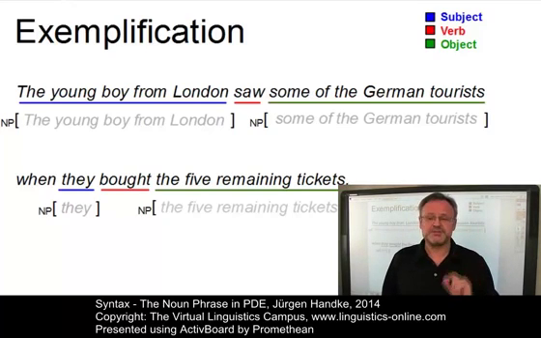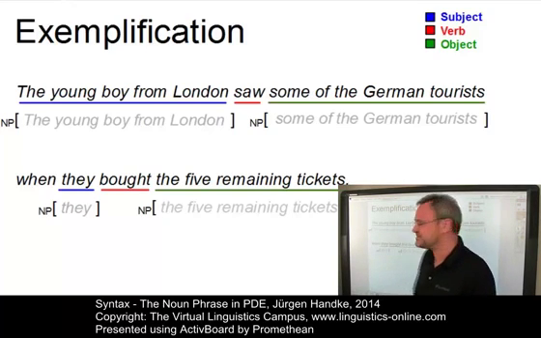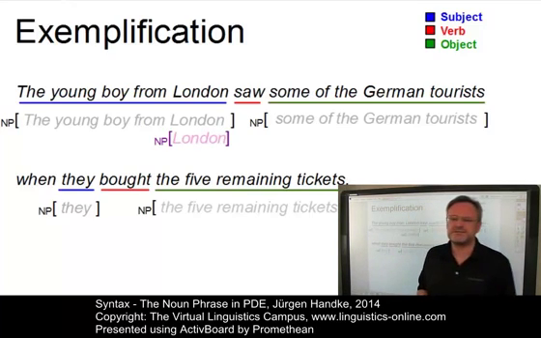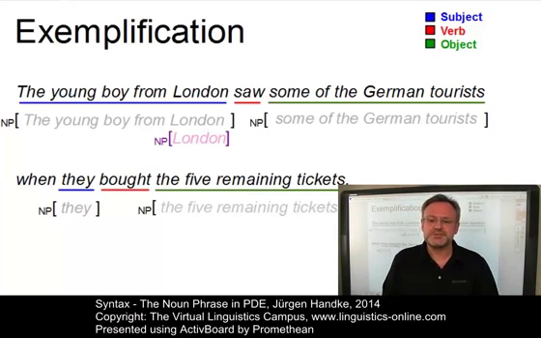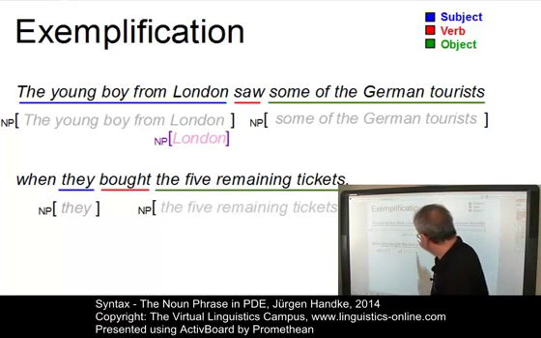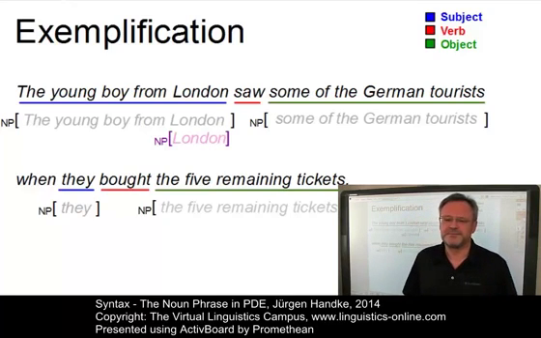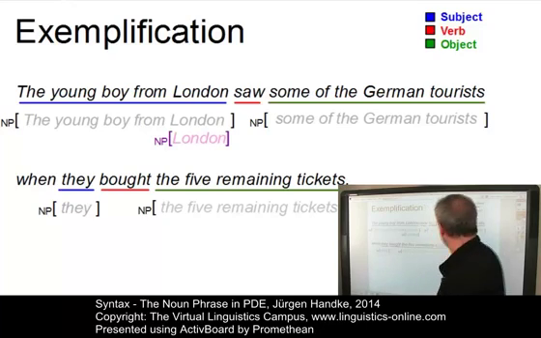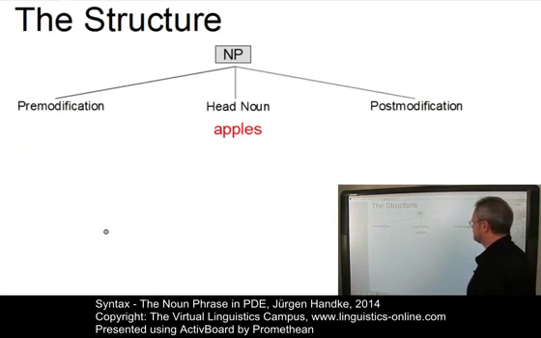In fact, we could even postulate 5 noun phrases, since the first noun phrase, the young boy from London, is a noun phrase which is post-modified by a prepositional phrase where the prepositional head is supplemented by the simple noun phrase London. All noun phrases have the same structure.